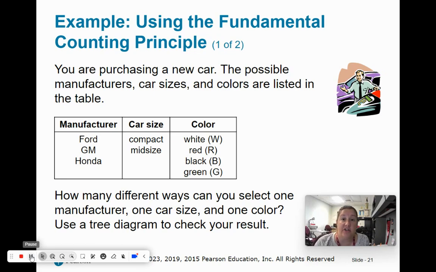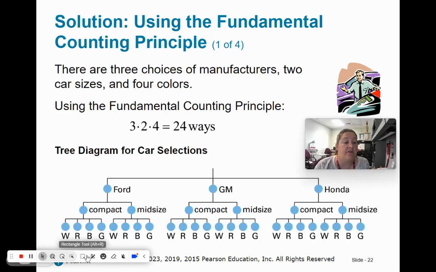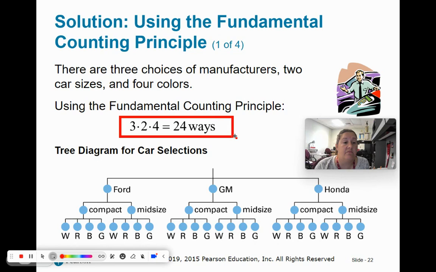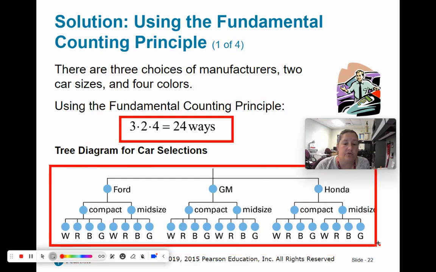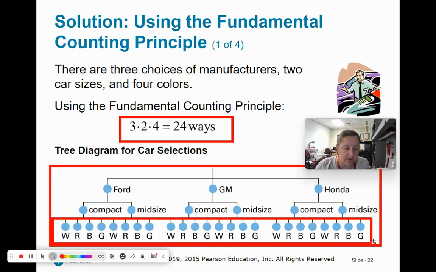We're going to draw a tree diagram. So the fundamental counting principle just says, hey, multiply the number of ways, or multiply the 3 manufacturers, the 2 sizes, and the 4 different colors: 24. But then I want you to also draw in this tree diagram to show that when you count that very last row, you get 24 different ways.